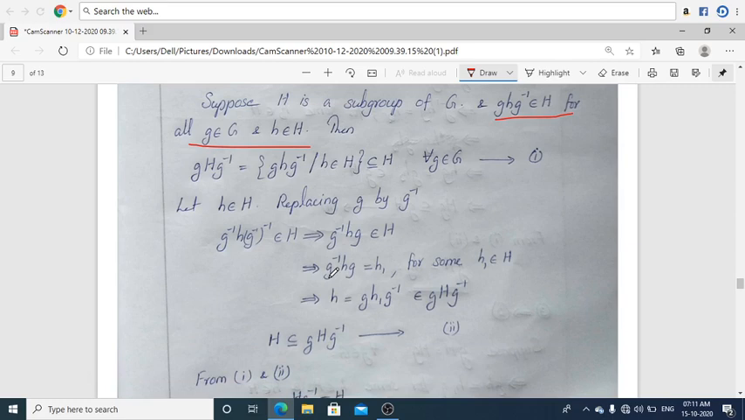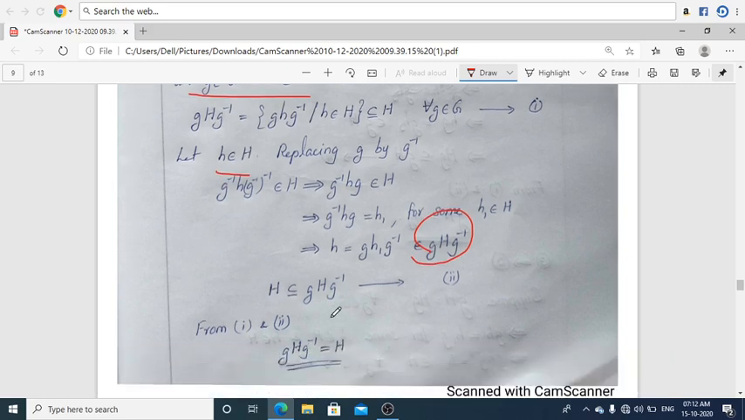Then operating g on the left and g⁻¹ on the right, g g⁻¹ is the identity, and g⁻¹ g is the identity, so the left side is h and the right side is g h1 g⁻¹. This is the element of gHg⁻¹, where h1 is an element of H. So h is an element of gHg⁻¹. So h, an element of H, is an element of gHg⁻¹. So we can conclude H is a subset of gHg⁻¹.